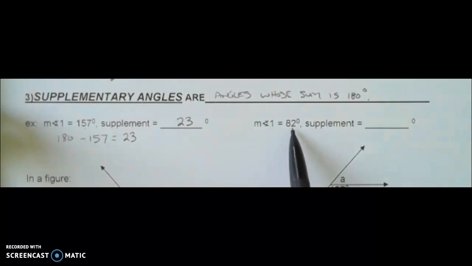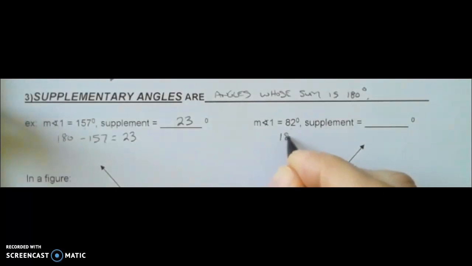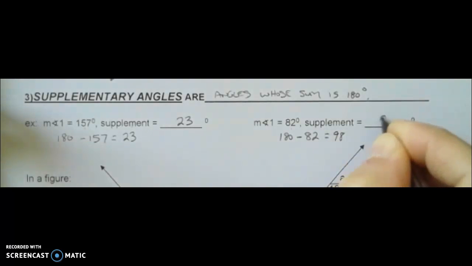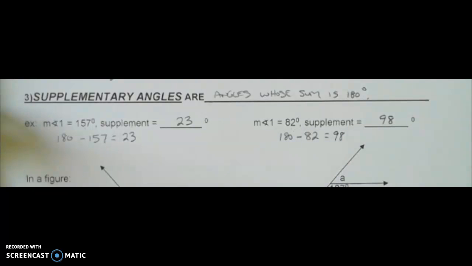If the measure of angle 1 is 82 degrees, then the supplement must be blank degrees. So again, all you're going to do is take 180 degrees. You'll subtract off the measure of the first angle, which was 82, and that's going to give you the measure of the supplement, which this time gives us 98 degrees. The supplement of an 82 degree angle is a 98 degree angle.